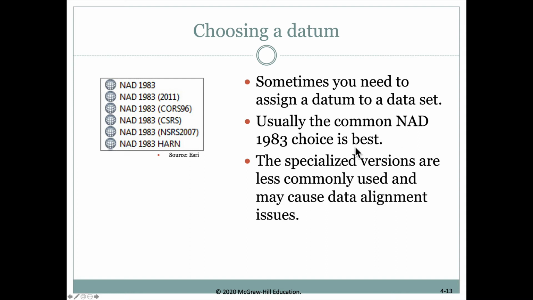Sometimes you need to assign a datum to data, and once again, the NAD83 is sort of the default. There's all these other specialty NADs. There's the HARN again, but these specialized versions are less common. In general, people do use the NAD83, although in some cases these other datums are used. And once again, you would want to either look in the metadata for the information you have, or consult someone who is involved with the collection of that data if you're not sure.